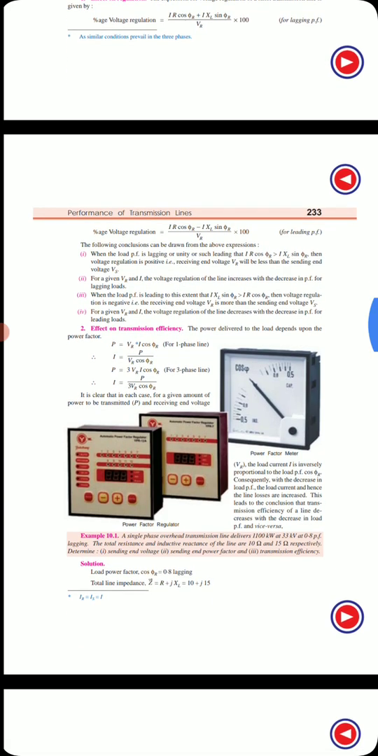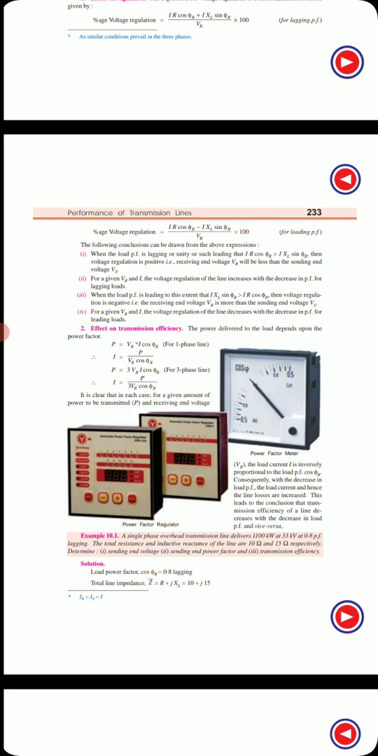Now we will see the effect on transmission efficiency. Power delivered to the load depends upon the power factor. We know that P is equal to VR I cos φr, or you can write I is equal to P by (VR cos φr). Or in case of three phase, P is equal to 3 VR I cos φr, or I is equal to P by (3 VR cos φr).